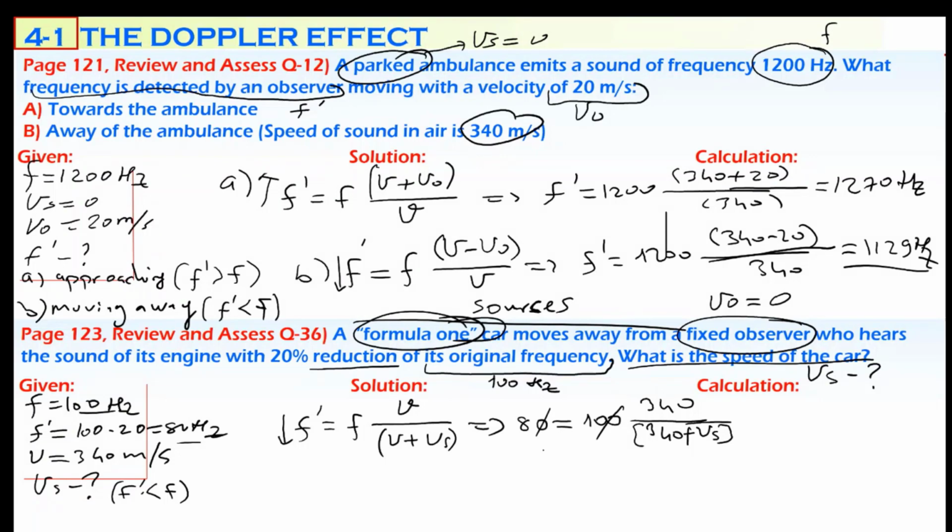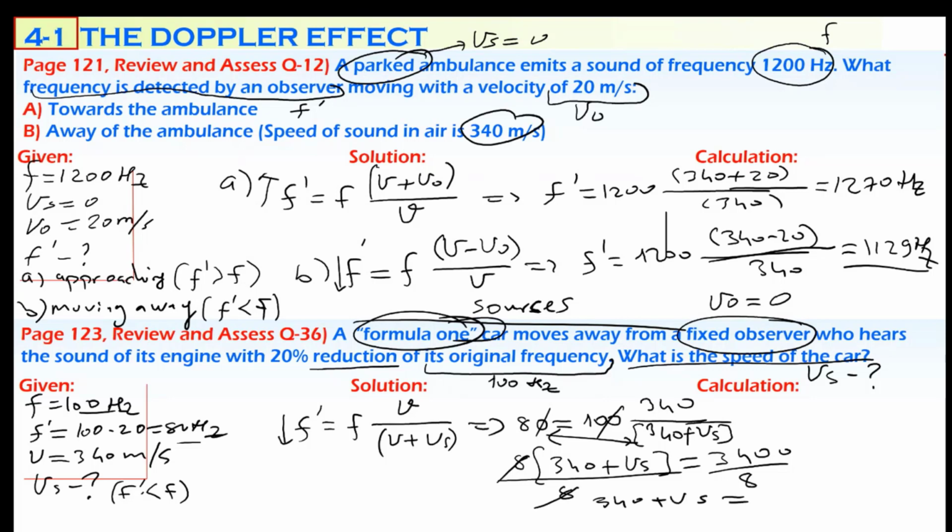Simplify these zeros. Then multiply, 8 times 340, cross product, plus VS is equal to 10 times 340, which is 3400. Divide by 8, simplify 8. So you will get 340 plus VS is equal to, how much is this division? Let me find it. 3400 divided by 8 is 425. So then VS is going to be 425 minus 340, which is equal to 85. So this Formula One car is moving with a speed of 85 meters per second.